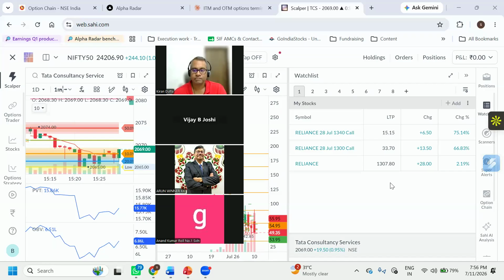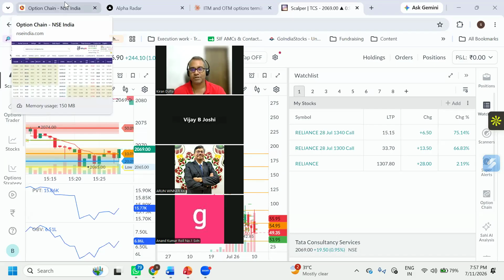This is what it means, correct? So suppose the price is 1307, how will I make profit here? I don't understand, sir. Because I am agreeing to buy at 1300. So only if the price comes to 1300 will I buy, right? No. That is where the moneyness of the option comes into the picture.